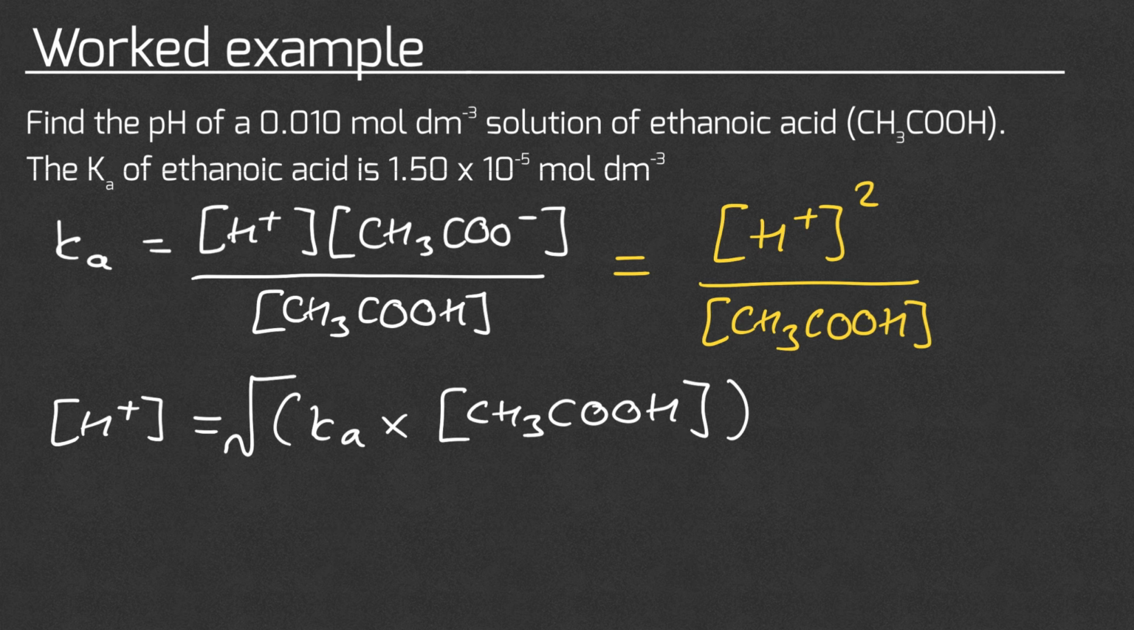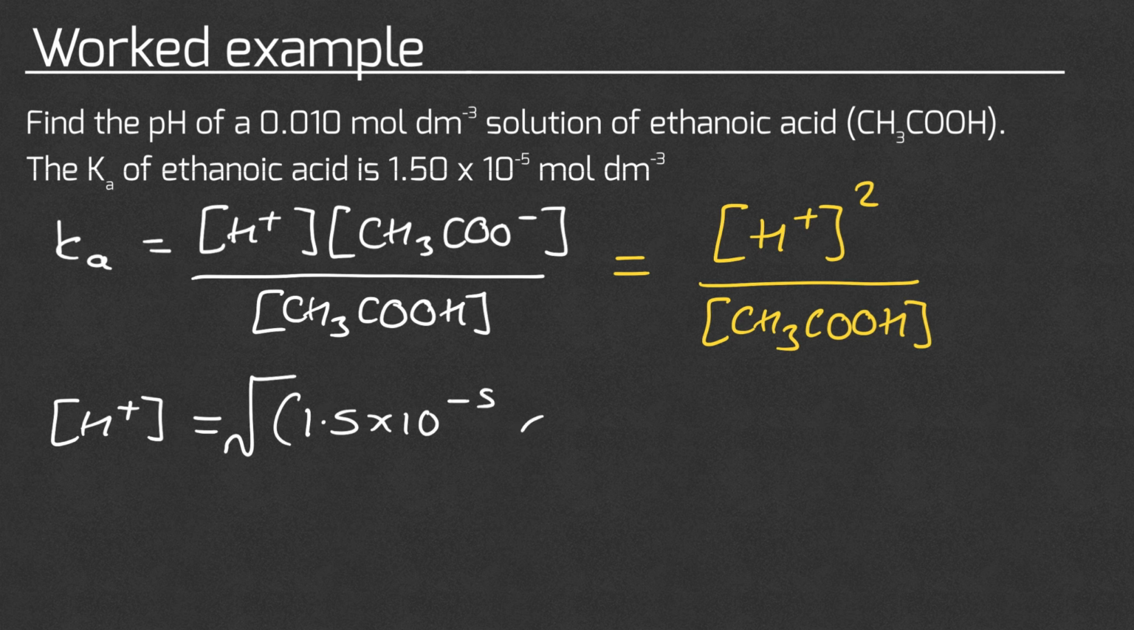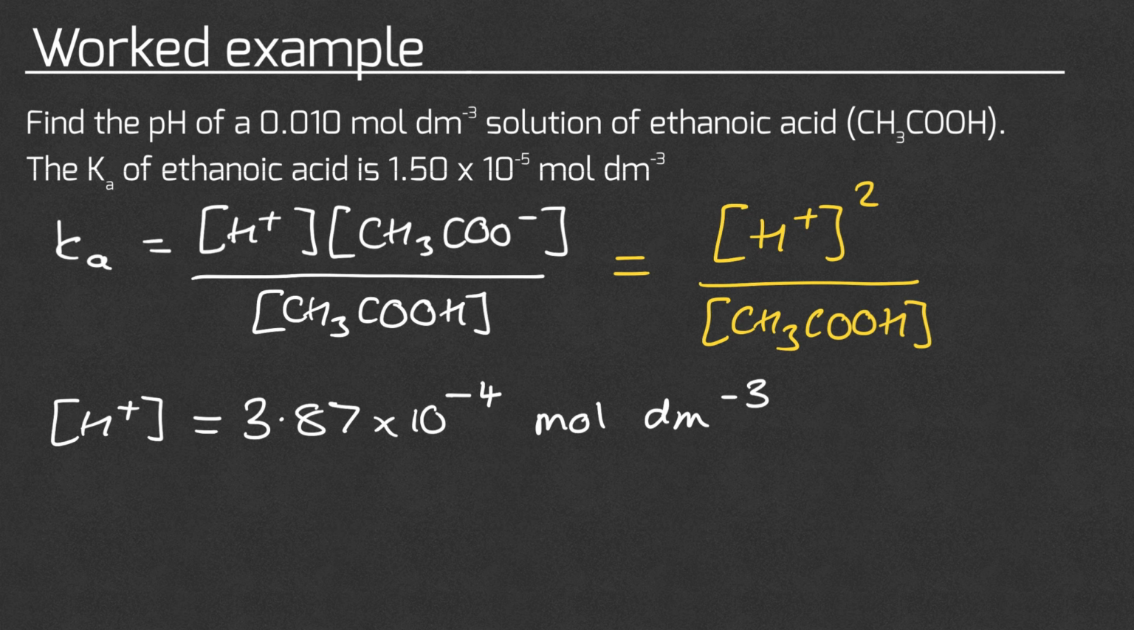What we need to do now is sub the values from the question into the equation. And once we've subbed these values in, we just need to put them into our calculator to give us a concentration of hydrogen. So the concentration of hydrogen is 3.87 times 10 to the minus 4. The next step will be to sub this into the pH equation.